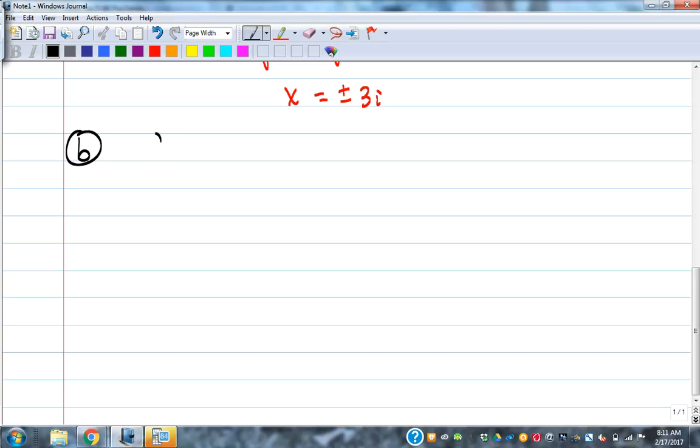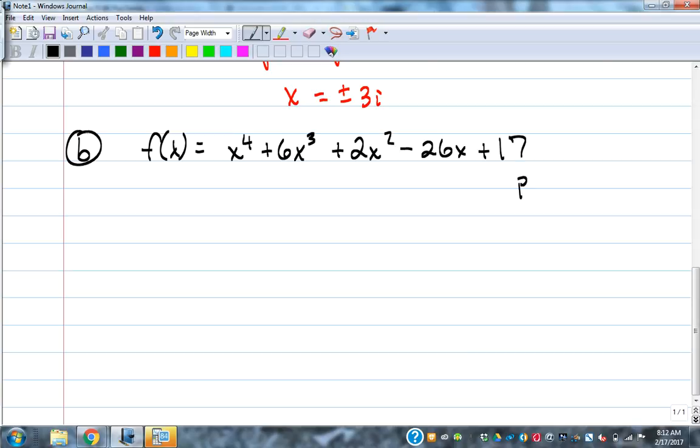All right, let's look at another one. F of x equals x to the 4th power plus 6x to the 3rd plus 2x squared minus 26x plus 17. Really nice to us on the P over Q on this one, because P over Q is just 2 numbers, or 4 numbers technically. Plus or minus 1, plus or minus 17. 17's prime, and the leading coefficient is 1, so it doesn't create any fractions on this one.